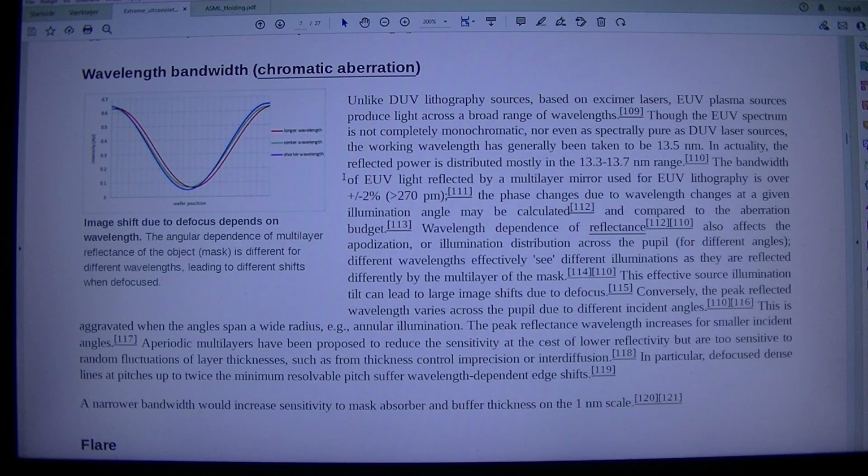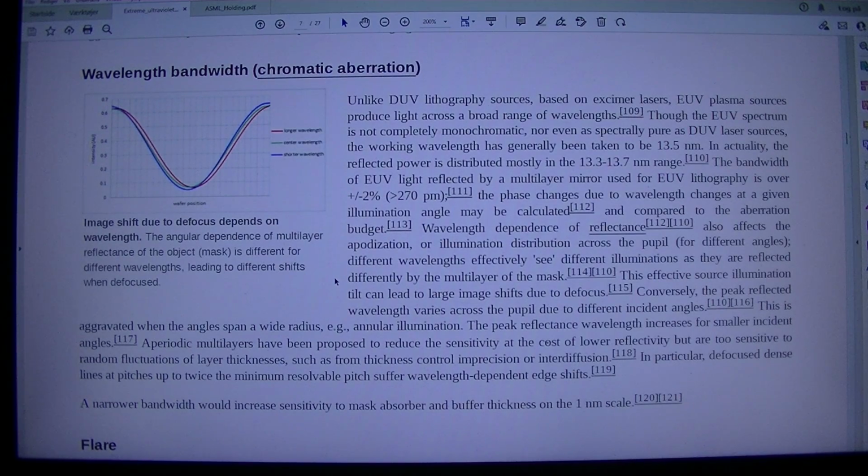The phase changes due to wavelength changes at a given illumination angle may be calculated.[112] And compared to the aberration budget.[113] Wavelength dependence of reflectance[112, 110] also affects the apodization, or illumination distribution across the pupil, for different angles. Different wavelengths effectively see different illuminations as they are reflected differently by the multilayer of the mask.[114, 110] This effective source illumination tilt can lead to large image shifts due to defocus.